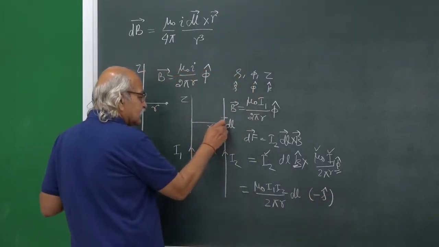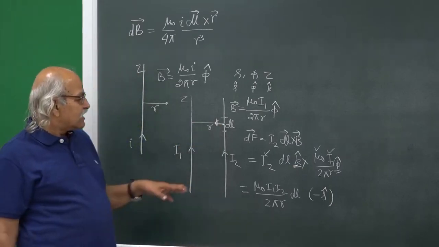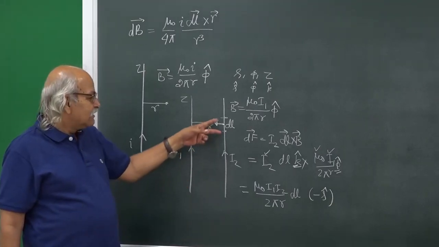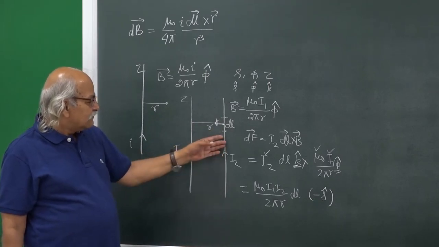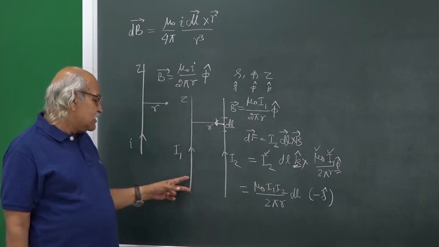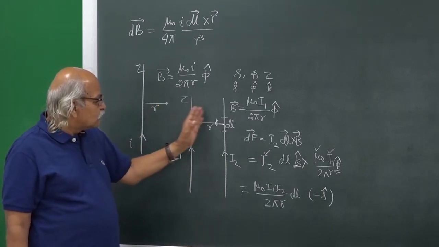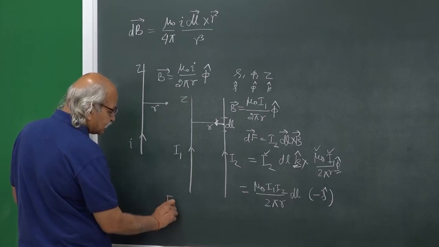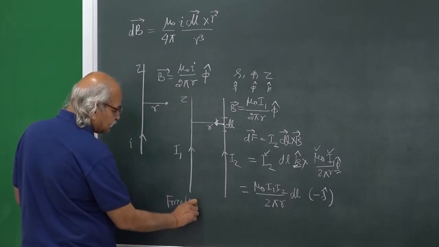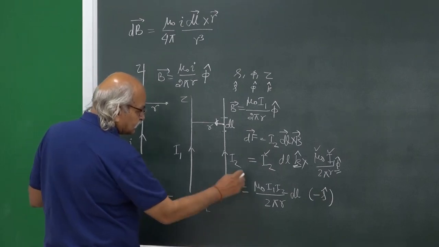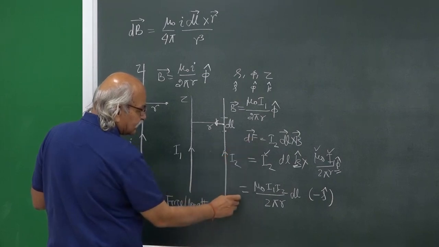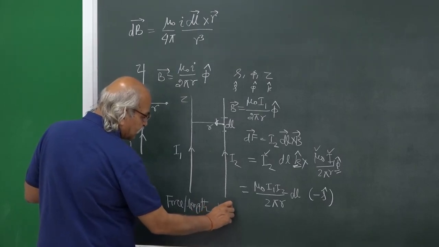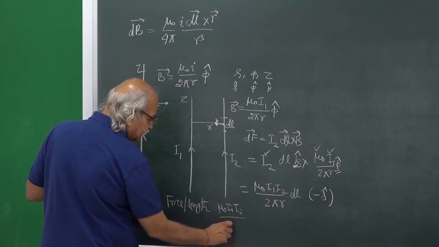So the force here is towards this first current, that is why we say that parallel currents attract. These two wires will attract each other. Every element on this wire will experience a force towards the other wire, and similarly every element of the other wire will experience a force towards this wire. So the parallel currents attract, and the force per unit length of any wire, dF divided by dl, is mu naught I1 I2 divided by 2 pi r.